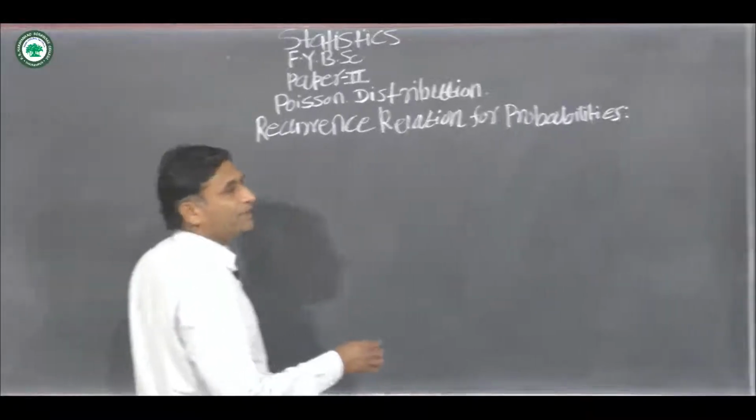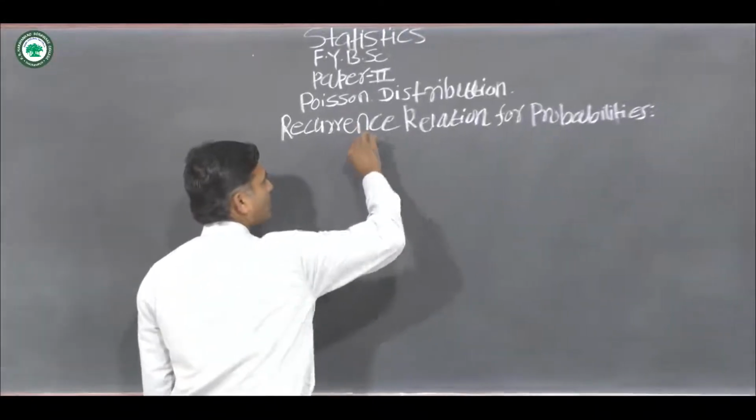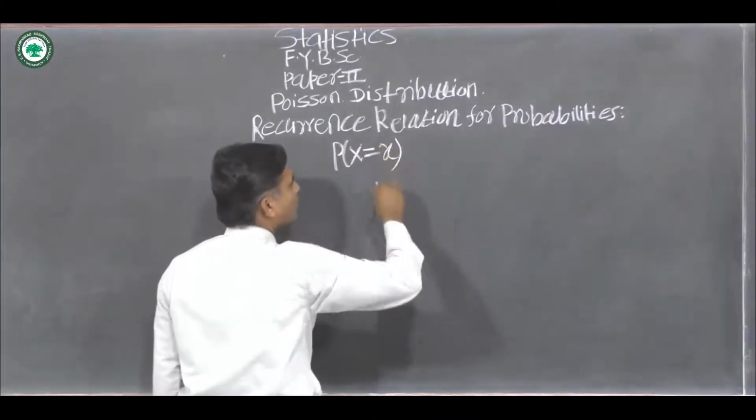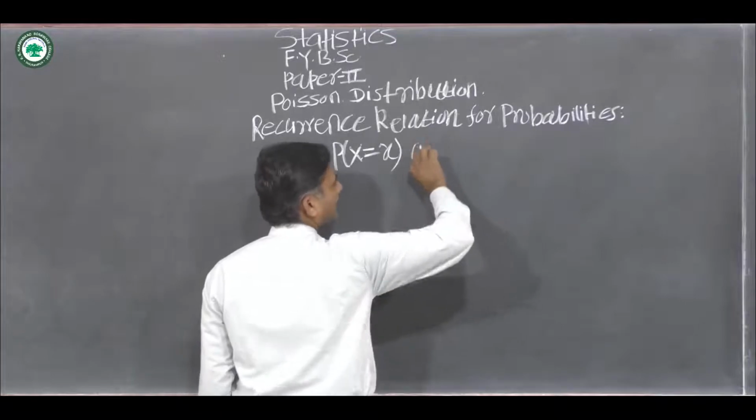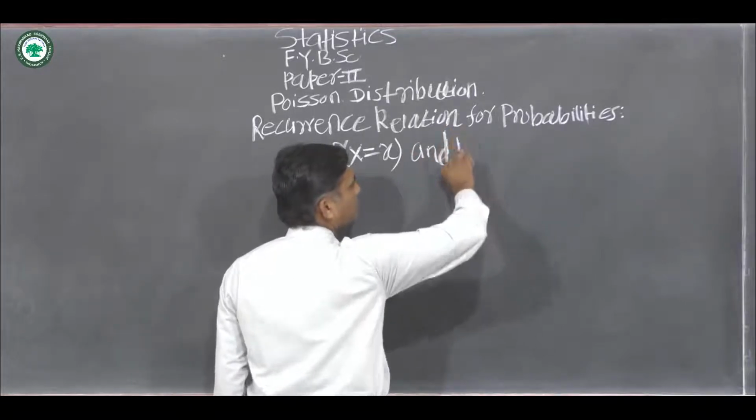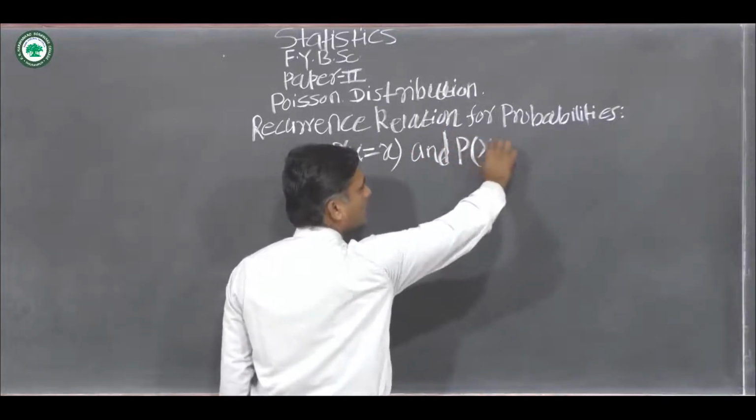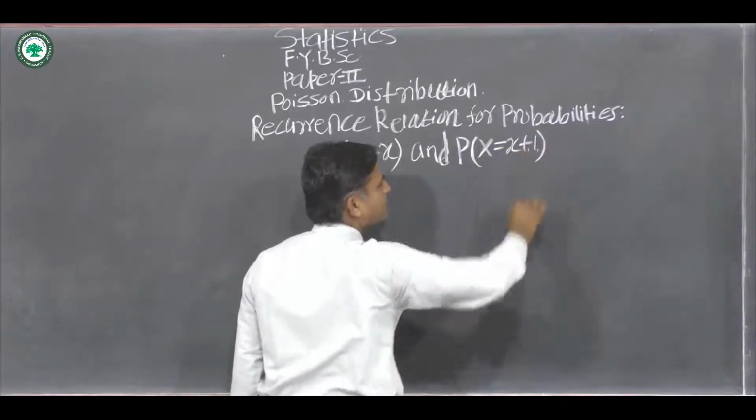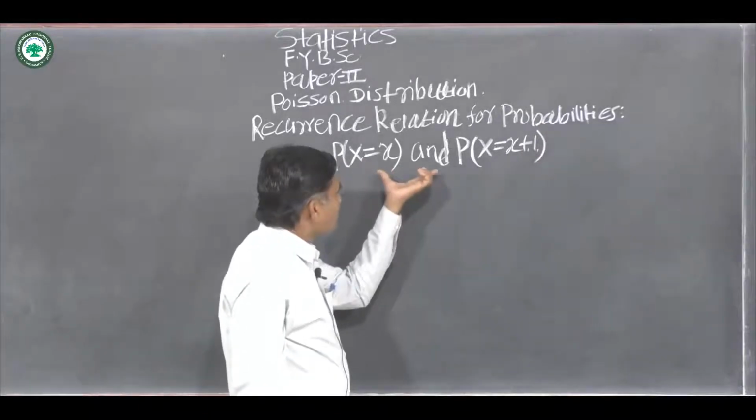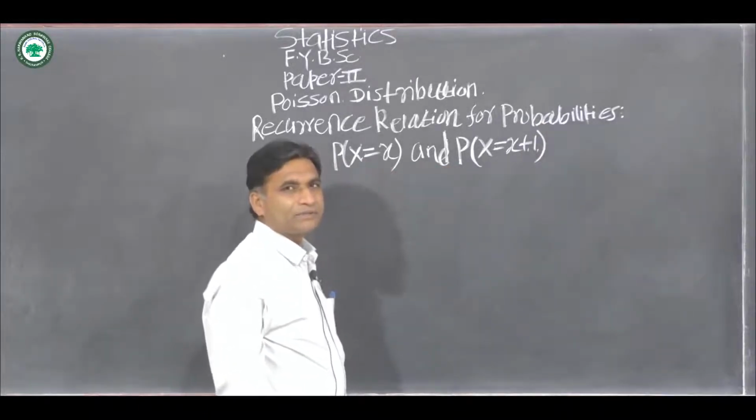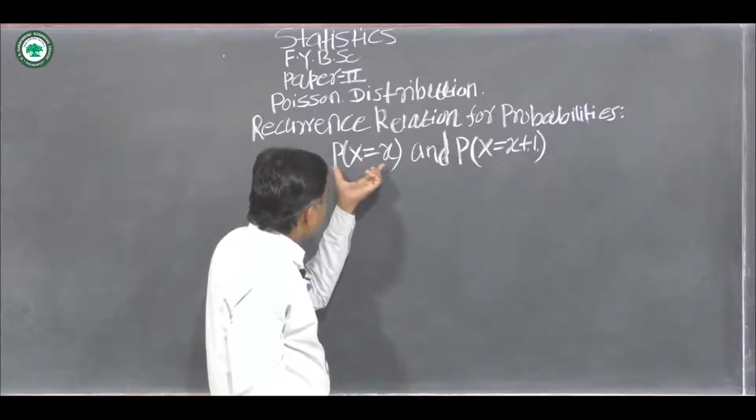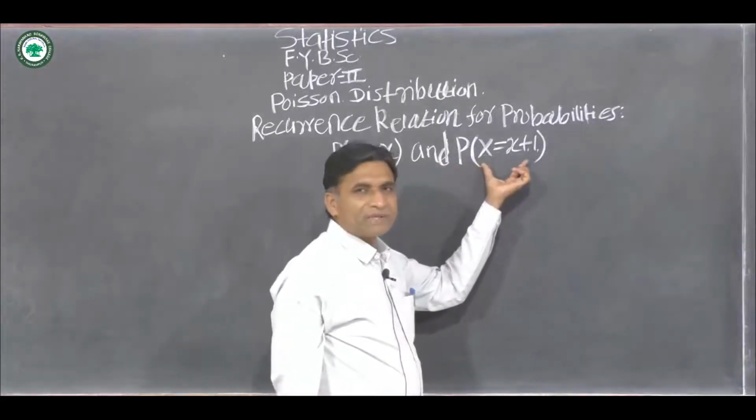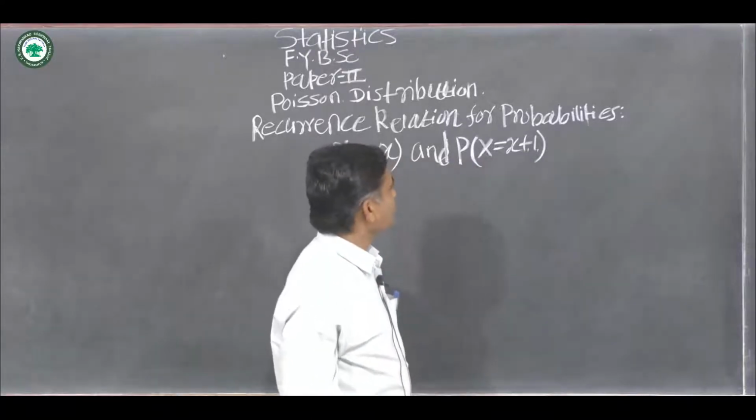The relation between probability of x equal to small x and probability of x equal to x plus 1 is called the recurrence relation. The relation between probabilities of x equal to x and x equal to x plus 1 is called the recurrence relation.